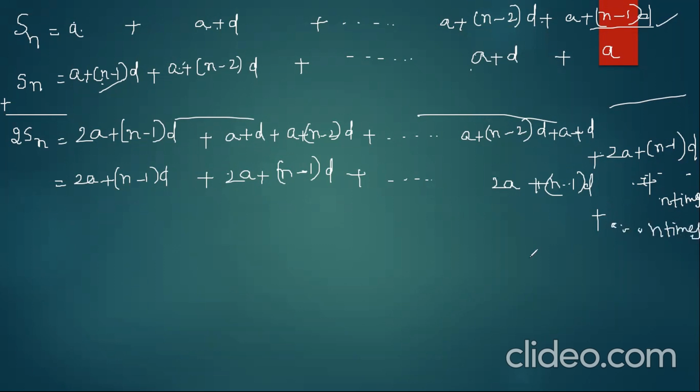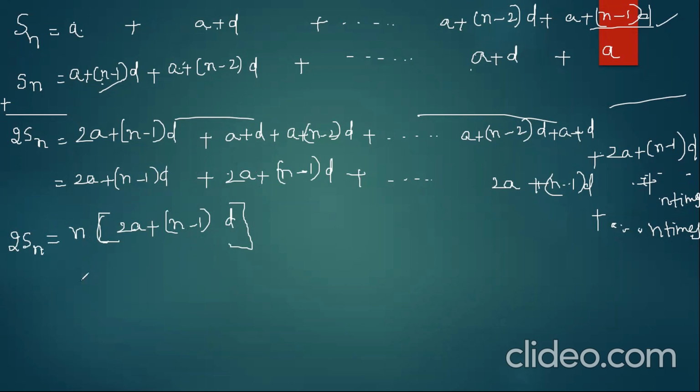Okay, n times. Then you observe, this can be n times, meaning each and every term is 2a plus n minus 1 into d. So n times means, can I say n times 2a plus n minus 1 into d? Here you are adding many times. So repeated addition is multiplication. So in this way I did it.